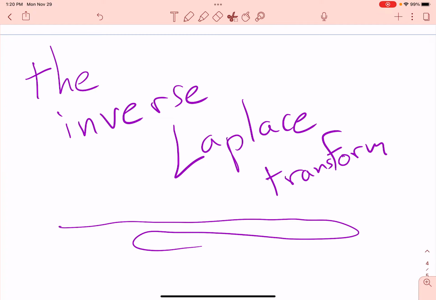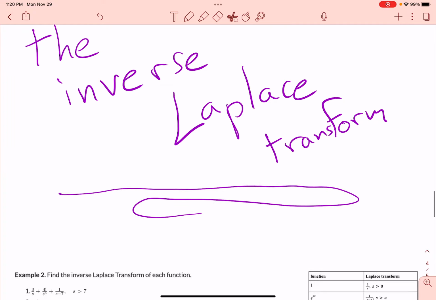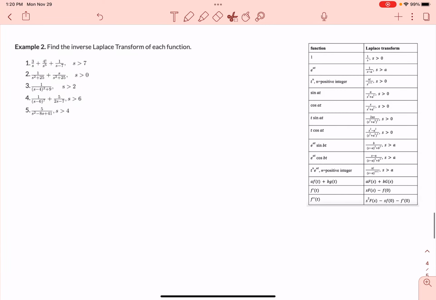We will once again be relying on our table of Laplace transforms, so I have a copy of that on the right. And we'll be working through this example number 2, 5 problems here that you can see on the left. I encourage you to try to work through these on your own and come back and double check the answers with me. We'll go through each one step by step.